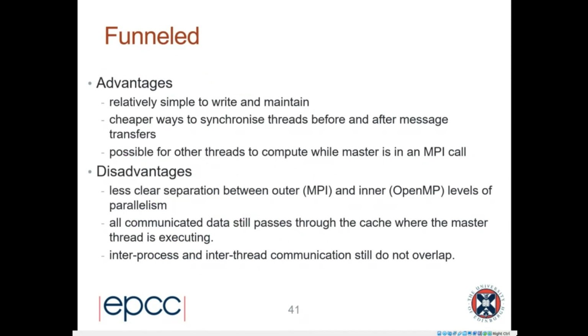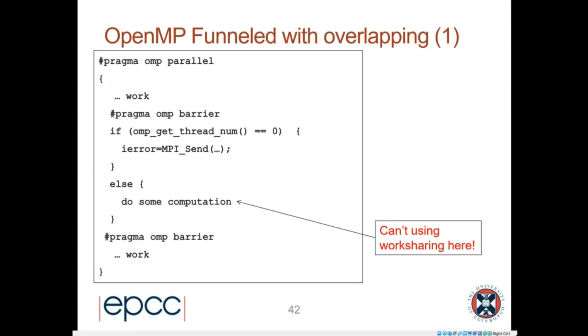Funneled is simple to write and maintain, and it's also possible for other threads to compute while the master is in an MPI call. Disadvantages are you're mixing the MPI and the OpenMP levels of parallelism, and this is a slight technicality, but all communicated data passes through the cache where the master thread is executing. This won't make sense if you've not done OpenMP programming or looked at threaded programming. But the problem here is that we can get cache thrashing. Data can end up in the wrong cache, which means the program will still be correct, but the performance will suffer.